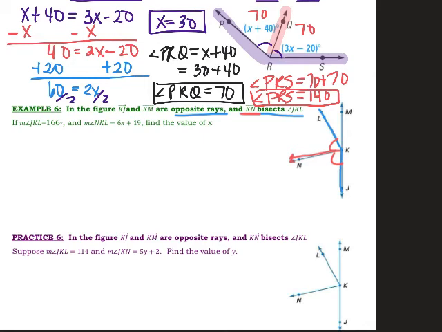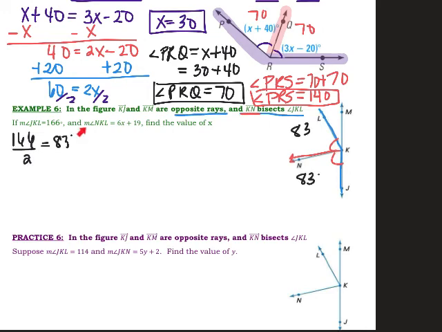So then I go on to tell you that angle JKL is 166. So if this whole thing is 166, can we figure out what each one is? Good. So let's do 166 divided by 2. This is going to get us 83. So this one's 83, and this one's 83, because altogether it should be 166.